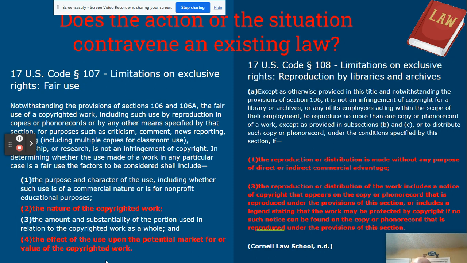The reproduction or distribution of the work includes a notice of copyright. So with the distribution of the flash drives, there is no notice of the copyright, which is breaking this Code 108. So with this case study, Code 107 and Code 108 with copyright laws, according to Cornell Law School, is violated.